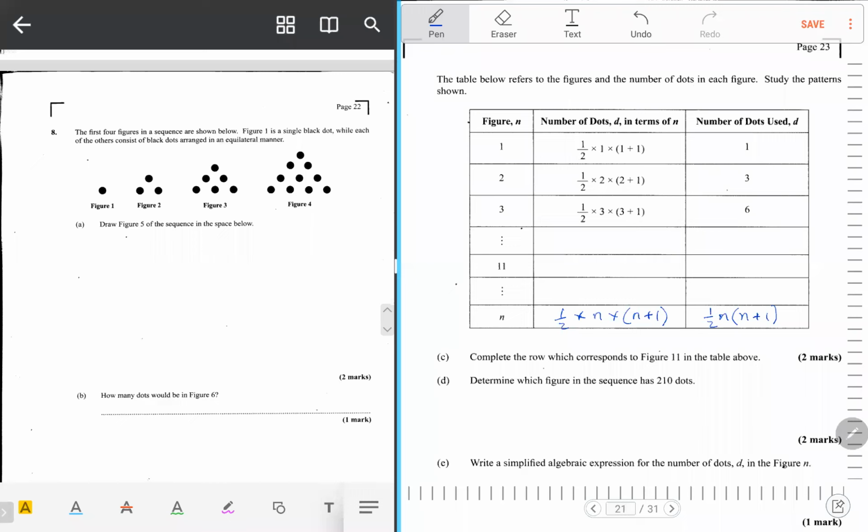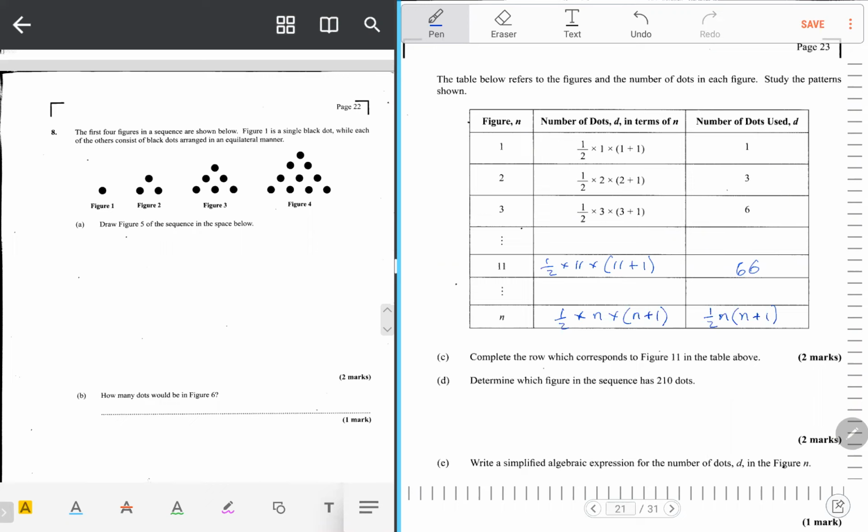Once you have that formula, it's easy to fill out now for the 11. But I want us to complete the table, so I work out the formula first. It's going to become half times 11 times 11 plus 1. That's what you're going to do on the table. And when you work it out, you're going to get 66.